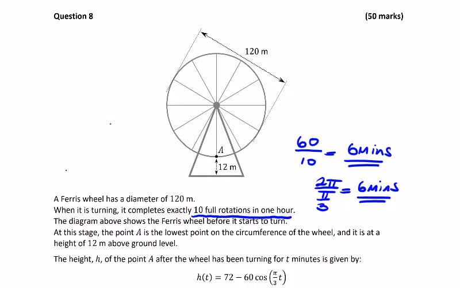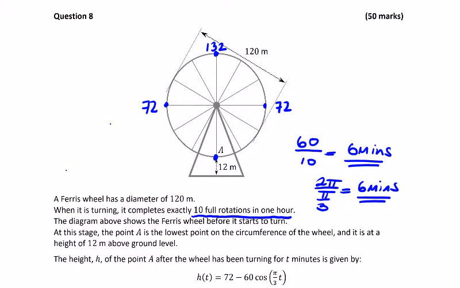The diagram above shows the Ferris wheel before it starts to turn. At this stage, point A, the lowest point, is 12 meters above the ground, so the highest point is going to be plus 120, 132 above the ground. The midpoint, 60, will be 72 above the ground. And the height h, we're given this function here, this cos function.